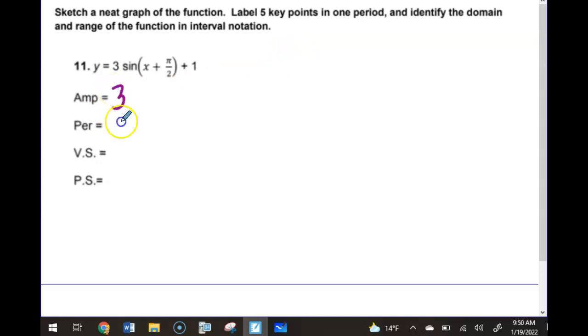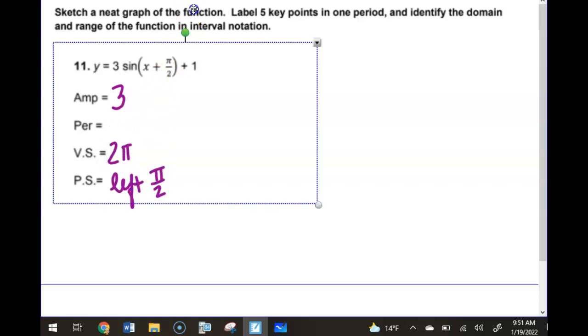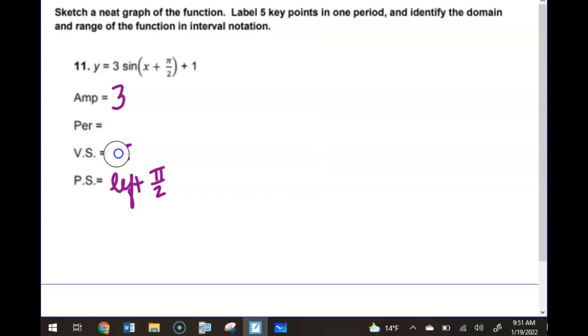The amplitude is 3. There's no B value in here, so the period is 2 pi. It is shifted left pi over 2. Yep, that's in the wrong spot again. And the vertical shift is up 1.